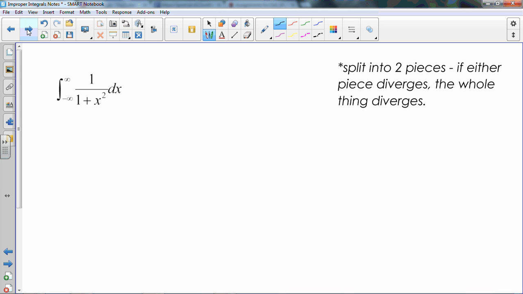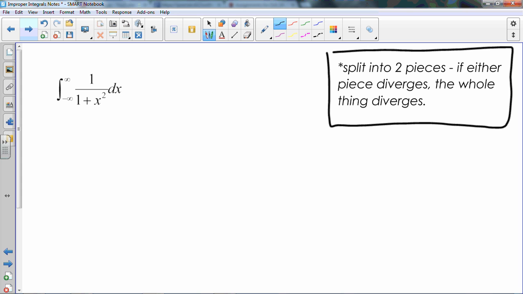Okay. This kind of a problem, if you have infinities on both sides, if you're going from a negative infinity to a positive infinity, we split it into 2 pieces. Doesn't really matter how you split it. Usually I split it at 0. The good thing to know, as it says on the side here, is that if either of the pieces diverges, then the whole thing diverges.